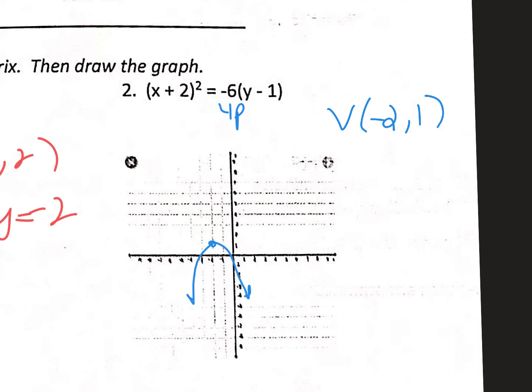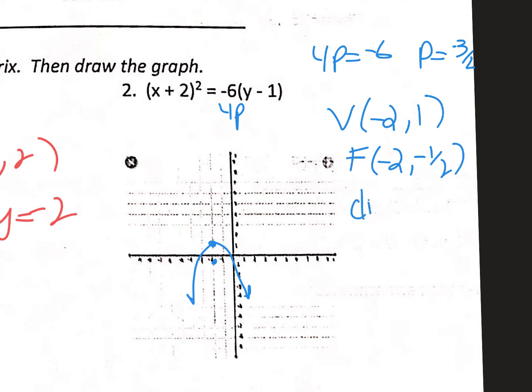So if I set 4p equal to -6 and divide it by 4, it tells me p is -3/2, or -1.5. So if I'm at -2, 1, and I go down 1.5, that puts me at -1/2. So the point's -2 and -1/2. The directrix is going to be 1.5 above the vertex, which is up here. So I'm going to say y equals 1.5 above the 1, which puts me at 2.5.